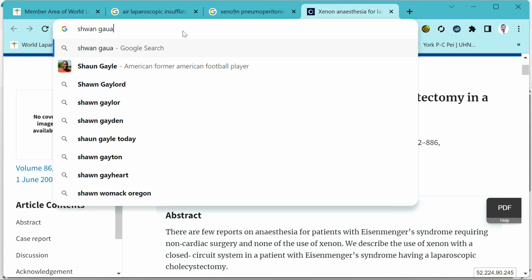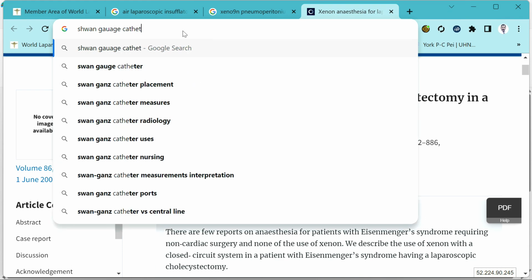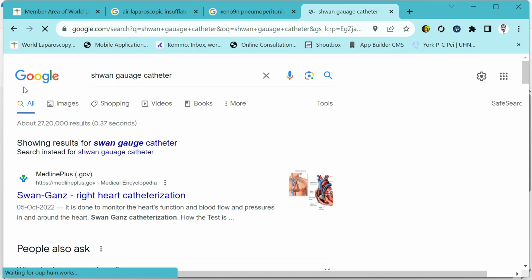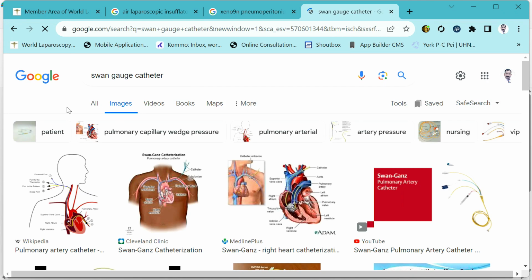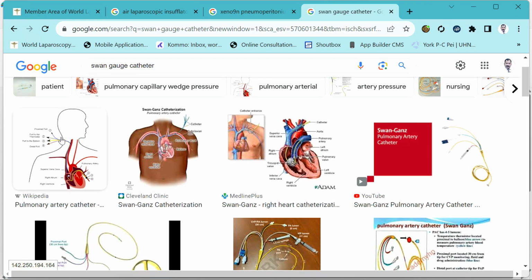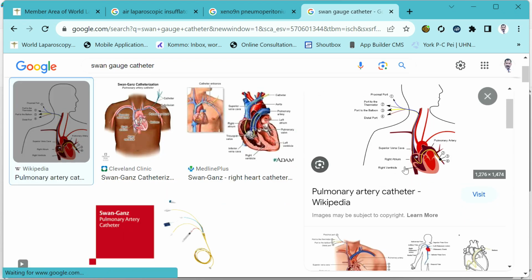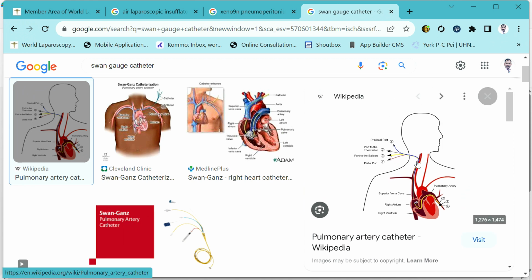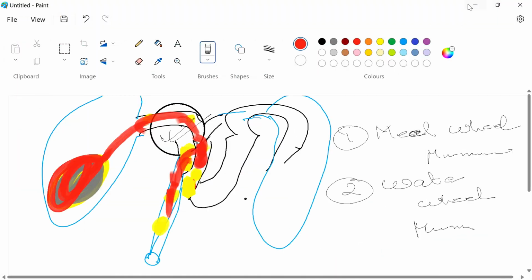This is the Swan-Ganz catheter. This catheter is available and it is called the pulmonary artery catheter. So in this he will put it into the atrium and frothy blood will come out in the jugular vein. On the right side he will put it in the atrium and frothy blood will come out and the patient's life can be saved. So, this is the problem of air embolism.